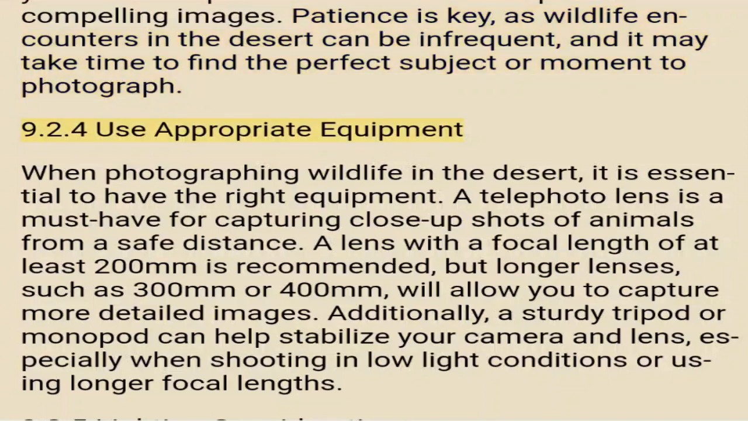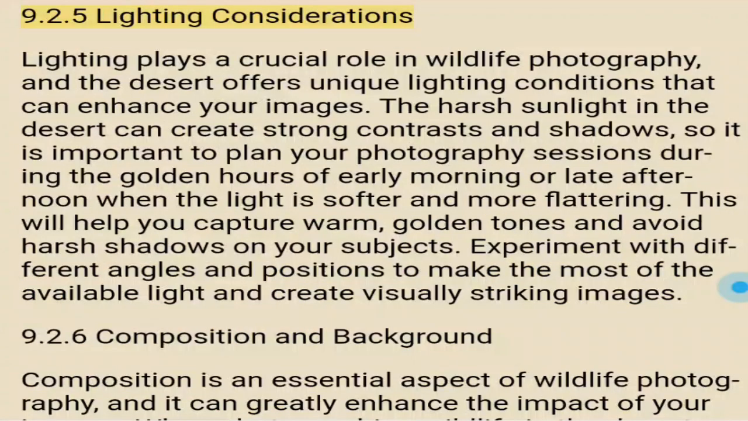9.2.4 Use appropriate equipment. When photographing wildlife in the desert, it is essential to have the right equipment. A telephoto lens is a must-have for capturing close-up shots of animals from a safe distance. A lens with a focal length of at least 200 mm is recommended, but longer lenses, such as 300 mm or 400 mm, will allow you to capture more detailed images. Additionally, a sturdy tripod or monopod can help stabilize your camera and lens, especially when shooting in low-light conditions or using longer focal lengths.